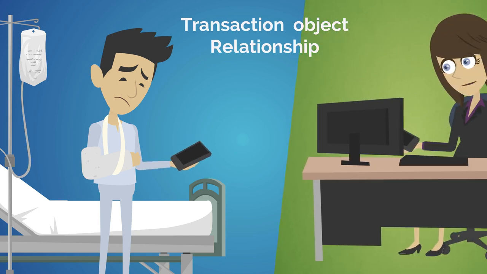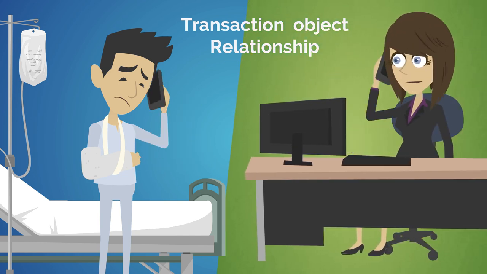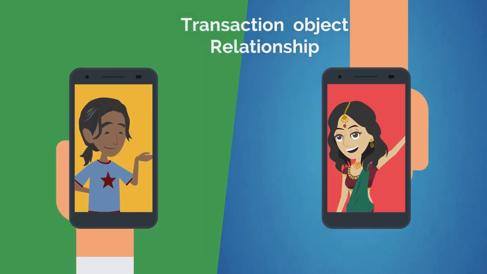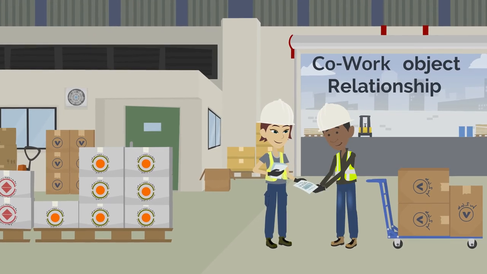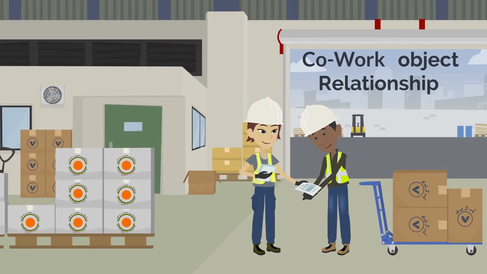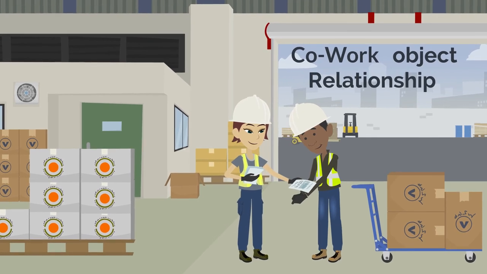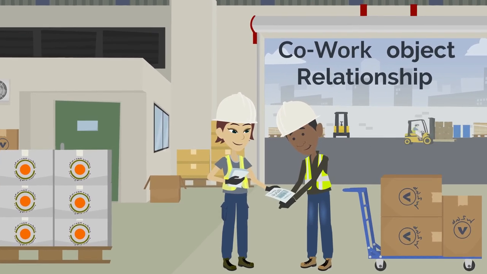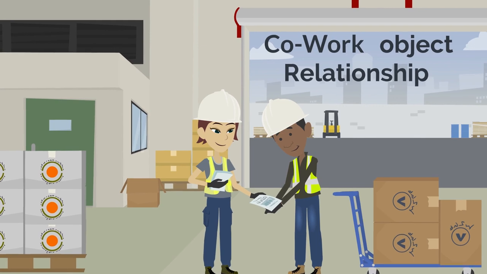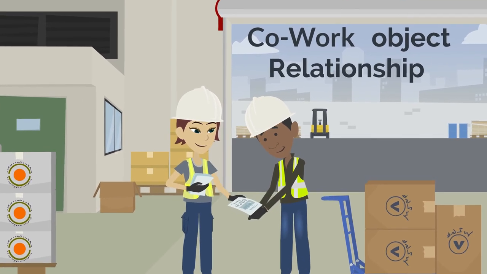Transactional object relationship is the relationships among objects that starts when two or more resources interact. For instance, devices of two people who had a chat, game, etc. Co-work object relationship is the relationships among objects that work together to provide service for a common IoT application. For example, smartwatches that come in touch to be used together and cooperate for applications.